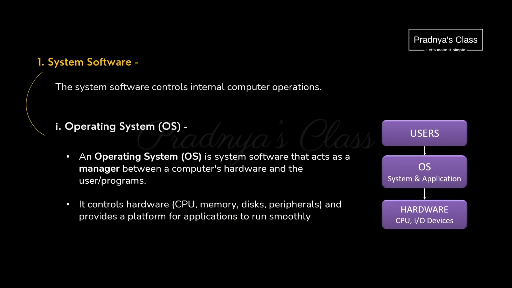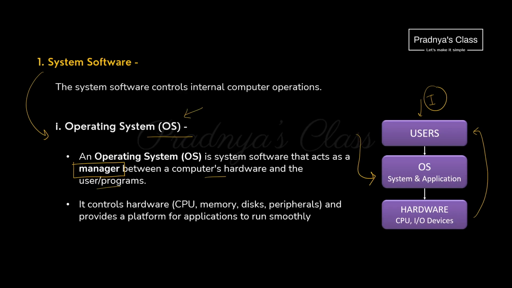So in system software, the first is the operating system. It acts as a mediator between hardware and the users. Generally, users will give instructions, and for the hardware to know how to behave accordingly, the software will communicate those instructions to the hardware. That's why the operating system is a manager between hardware and the users or between the programs. It is a very important software, we know that.